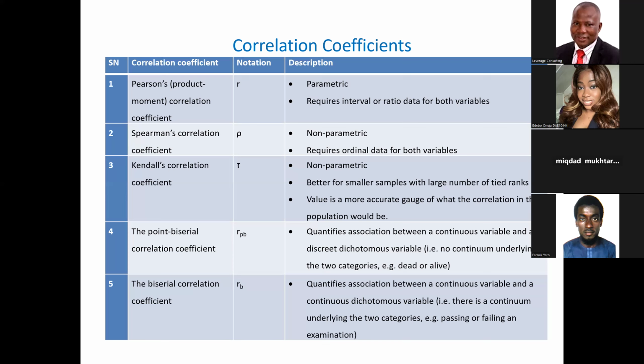So we require interval or ratio data for both variables. Then we have the Spearman correlation coefficient, represented as rho. This one is non-parametric and requires ordinal data for both variables.